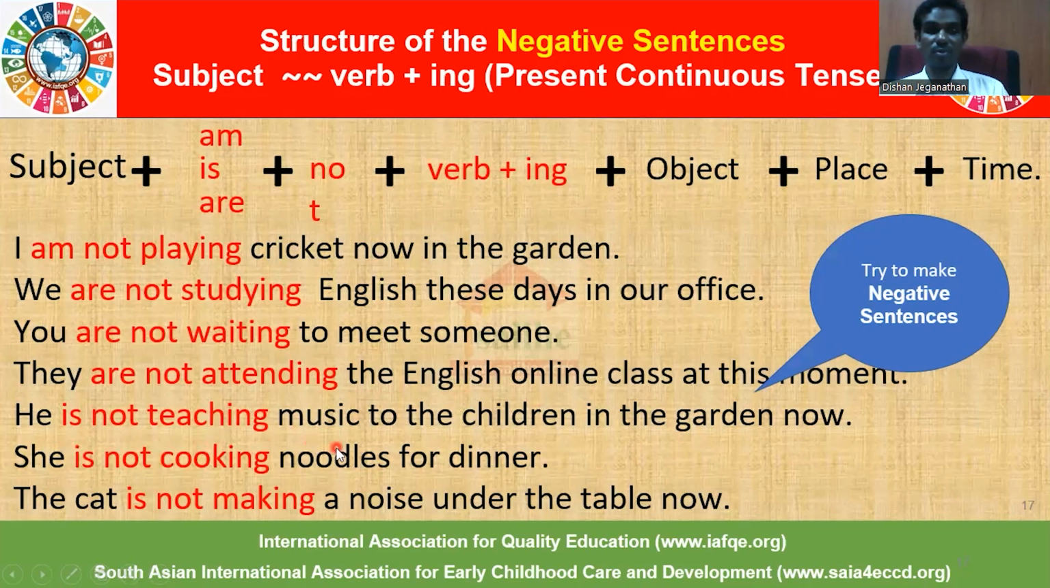He is not teaching music to the children in the garden now, or he isn't teaching music to the children in the garden now. She is cooking noodles for dinner. She isn't cooking noodles for dinner. The cat isn't making a noise under the table now. Here, the cat is the subject, followed by isn't, verb plus ing, making a noise under the table now. Rest of the sentence.